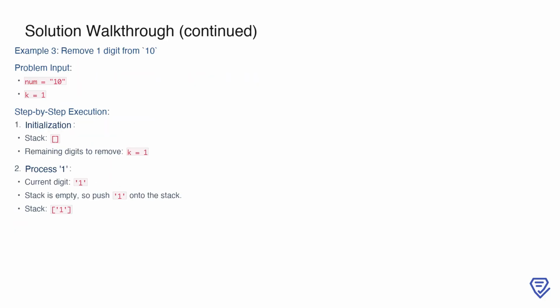In the final example, we need to remove one digit from the number 10. As always, we begin by initializing an empty stack and setting k to 1. The first digit, 1, is processed.